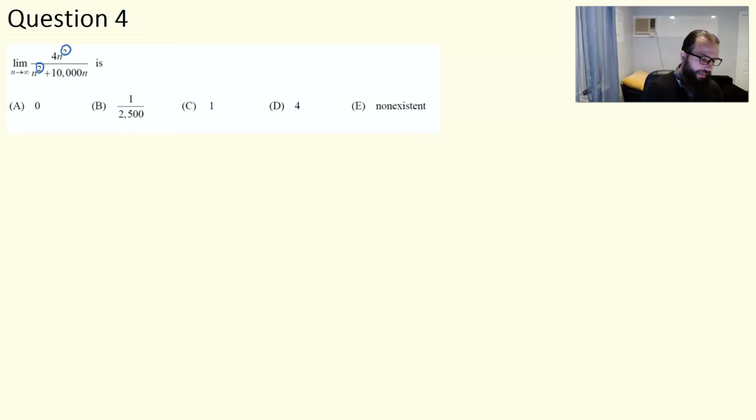So all we have to do is take the leading coefficients of the highest powers, which are 4 and de facto 1. This 10,000n is completely irrelevant because it's a lower power and thus won't increase as fast as we approach infinity. So all this is just 4 over 1, which is just 4, or choice D.